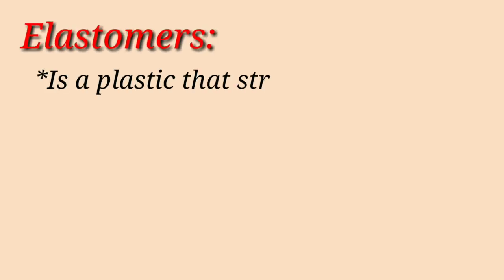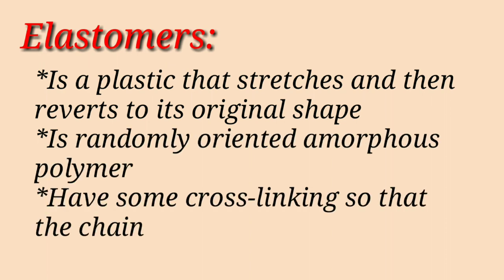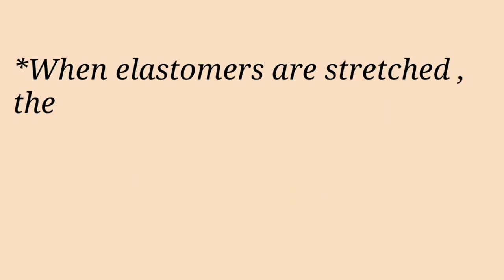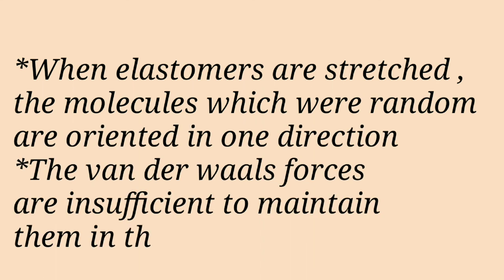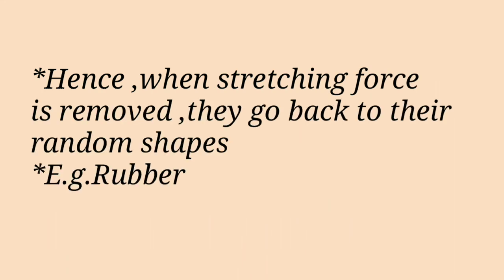And fourth is elastomers. An elastomer is a plastic that stretches and then reverts to its original shape. It is randomly oriented amorphous polymer. It should have some cross-linking so that the chains do not slip over one another. When elastomers are stretched, the molecules which were random are oriented in one direction. But the van der Waals forces are insufficient to maintain them in that arrangement. Hence, when stretching force is removed, they go back to their random shapes. For example, rubber, a natural elastomer.